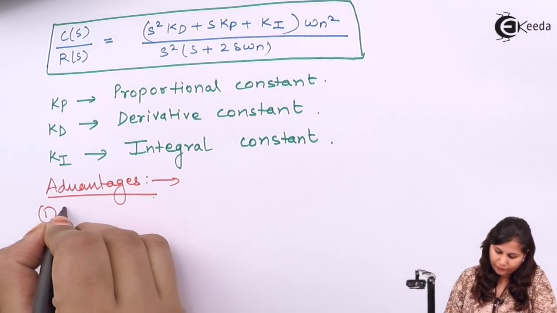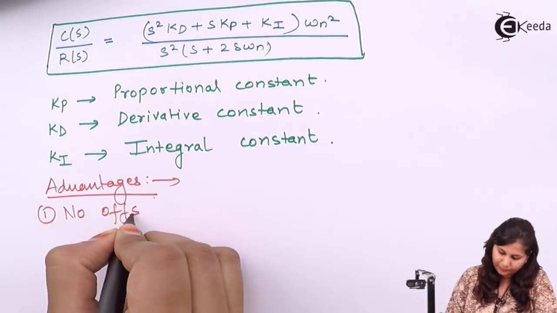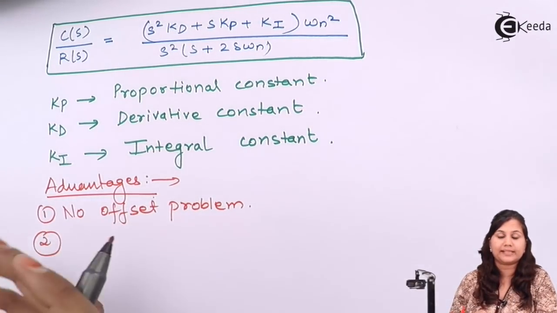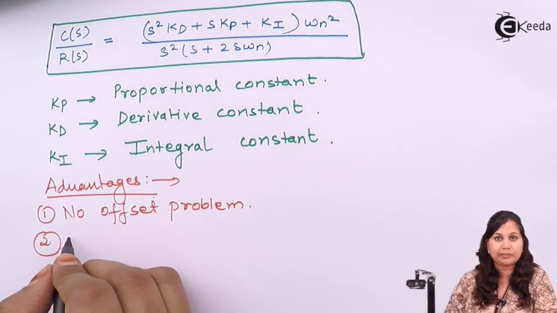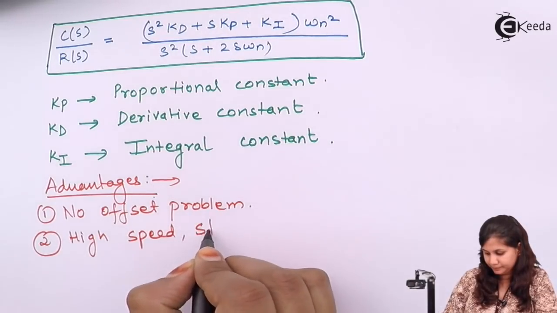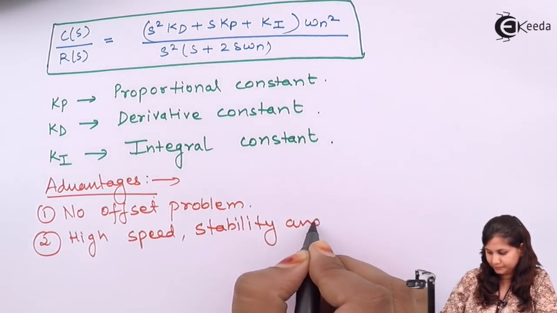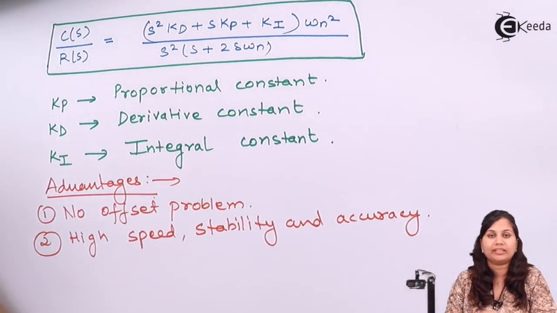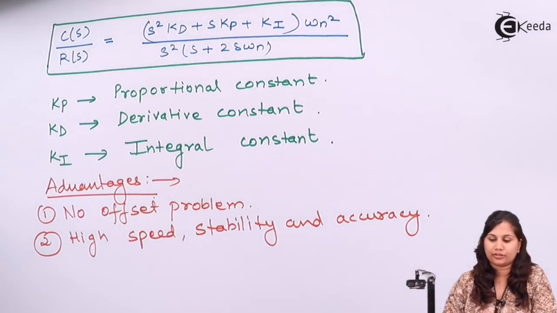Next, it has no offset problem also, and it has high accuracy, high stability, high speed of response. So it is the best controller because it has the advantages of all the three controllers in it, and that's why it is most of the time used in control systems for the controlling action.